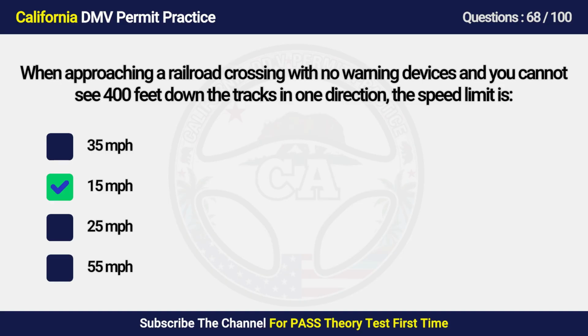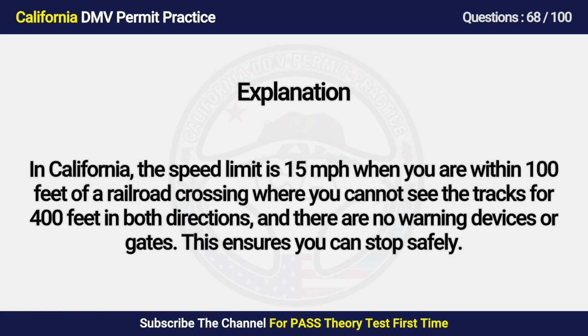Answer is B, 15. In California, the speed limit is 15 when you are within 100 feet of a railroad crossing where you cannot see the tracks for 400 feet in both directions, and there are no warning devices or gates. This ensures you can stop safely.